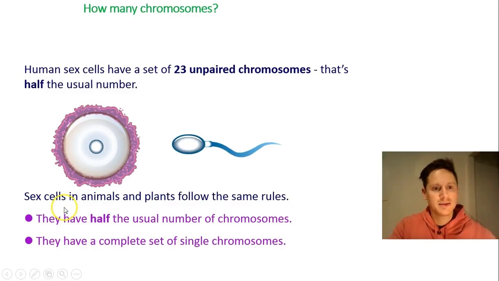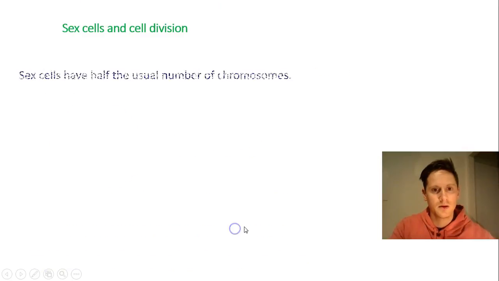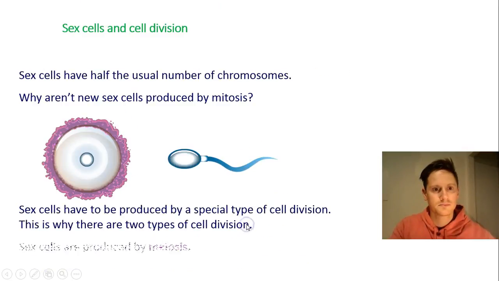Sex cells in animals and plants follow the same set of rules. They're going to have half the usual number of chromosomes, but a complete set. So in humans, 1 to 23. They have half the usual number of chromosomes.